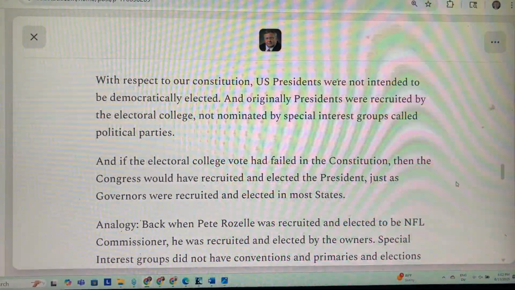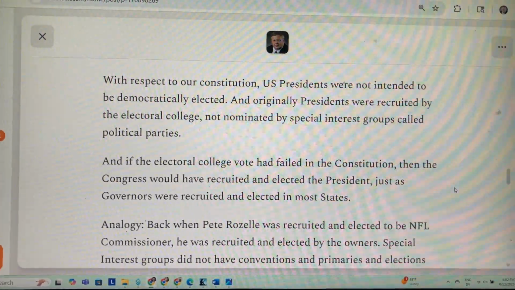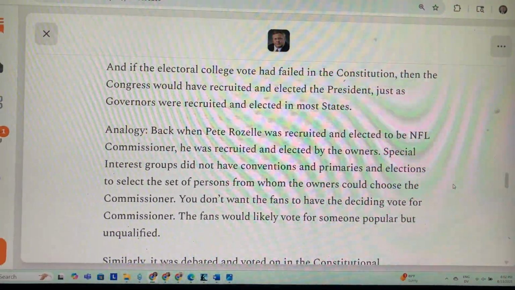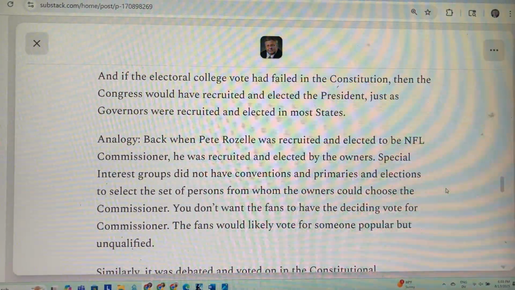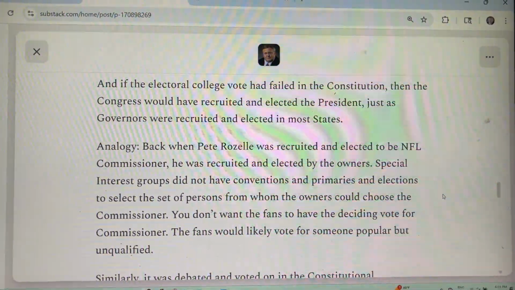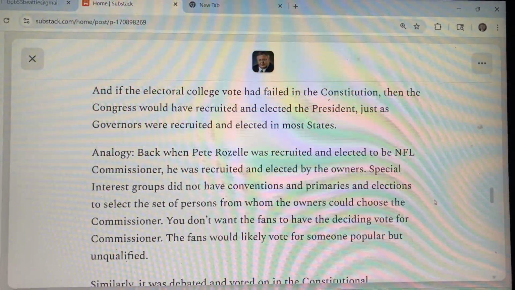So presidents were not to be democratically elected. Now, had the Constitutional Convention ultimately voted against the Electoral College, then the Congress would have recruited and elected presidents.